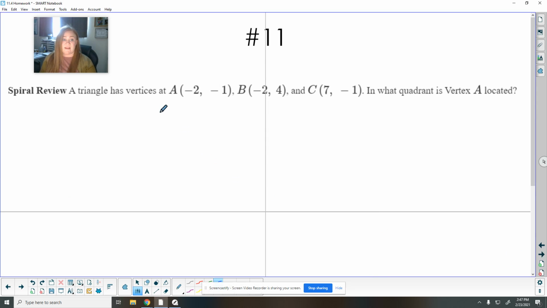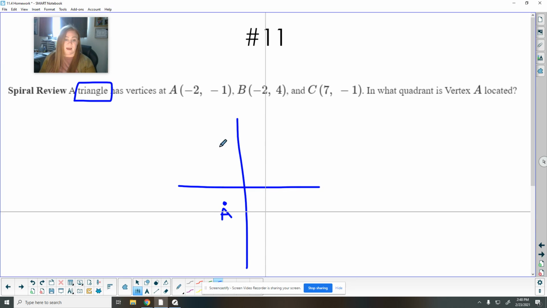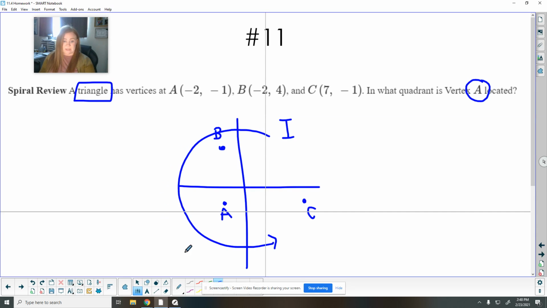All right, and number 11 tells us a triangle has the vertices. So of -2, -1. So here's A. B is -2, up 4. And C goes over 7, down 1. It wants to know where is A located. So remember, we start here with 1 and work our way around so we can see where is A located.